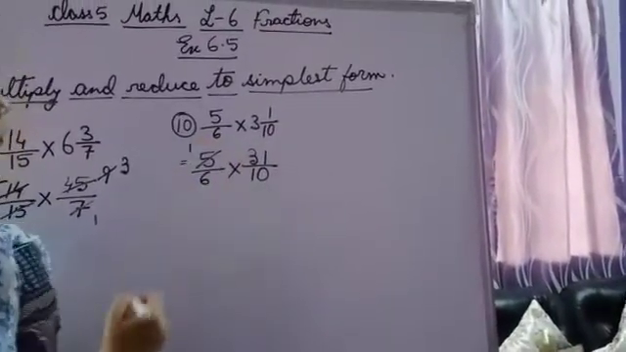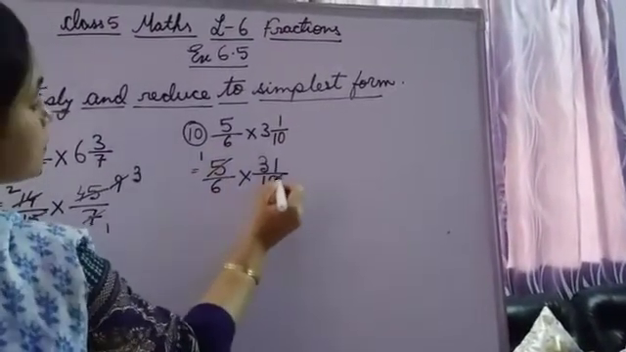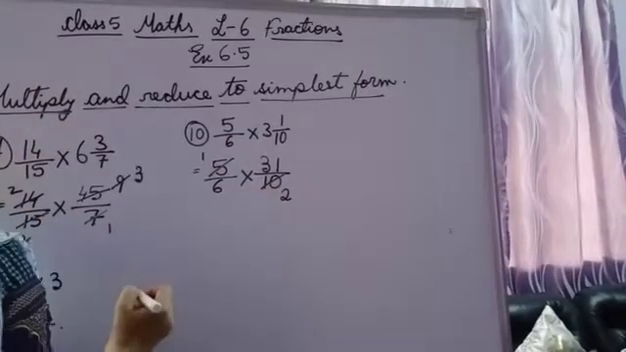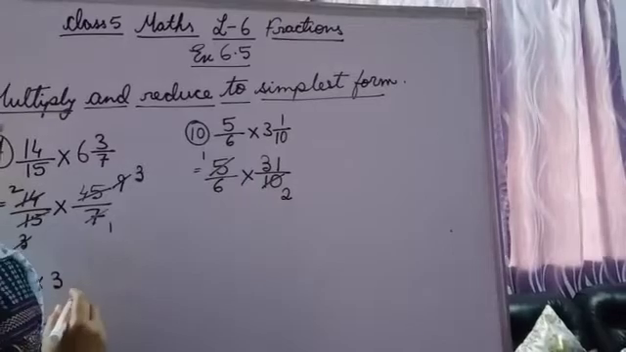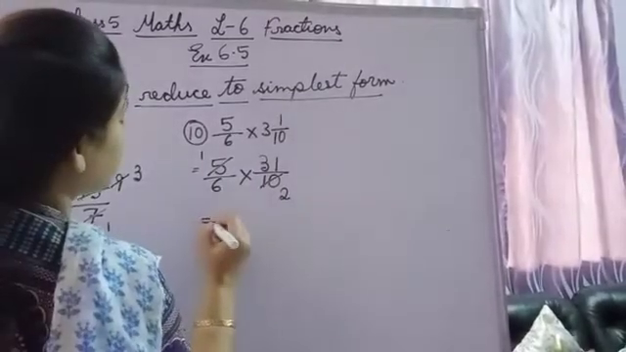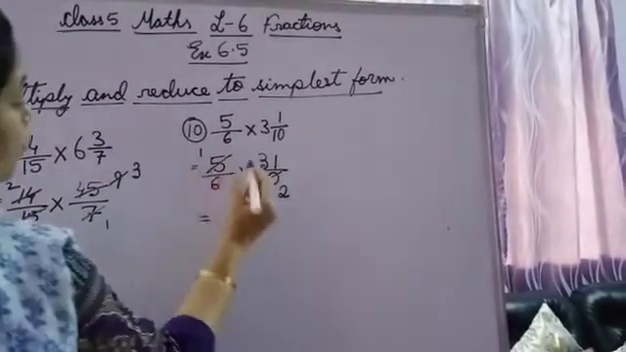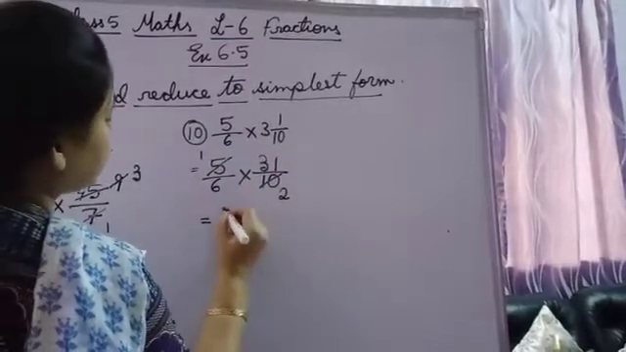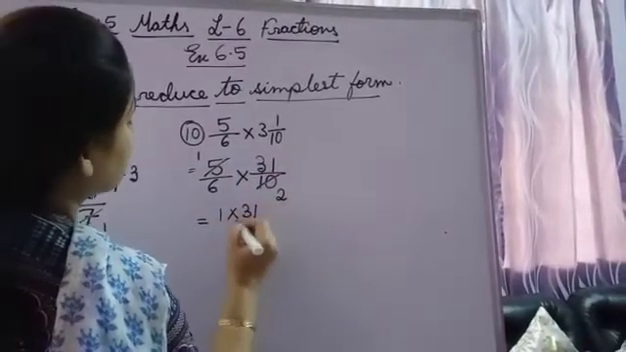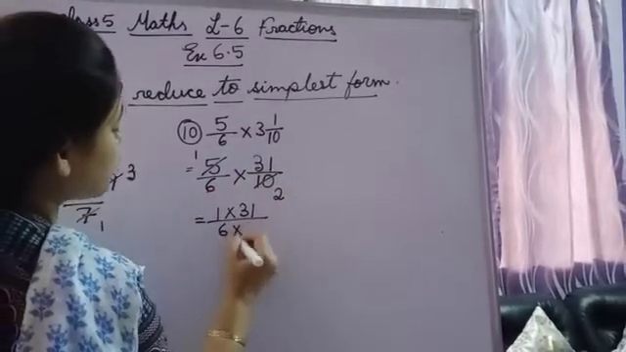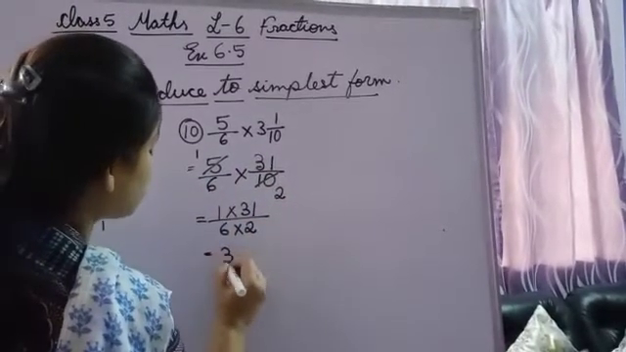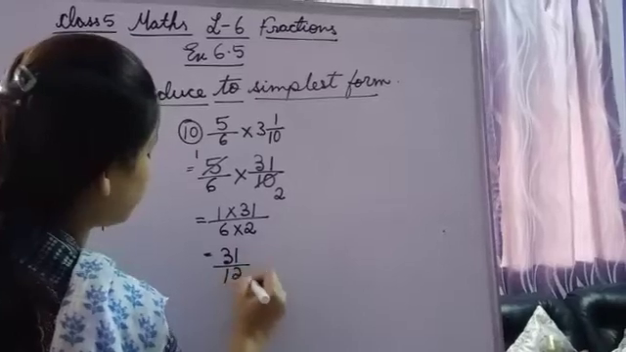5 table, if I go 5 1 times, 5 2 times. Now 31 is a prime number and 6 is an even number. So this will not be reduced to simplest form. So what is left in the numerator? 1 into 31 and in the denominator 6 into 2. So here 6 into 2. So 31 divided by 12.